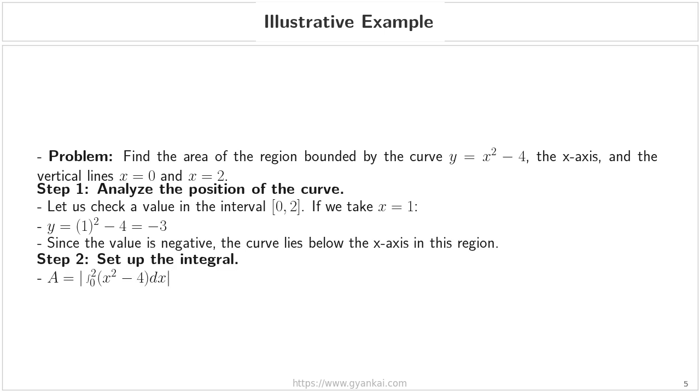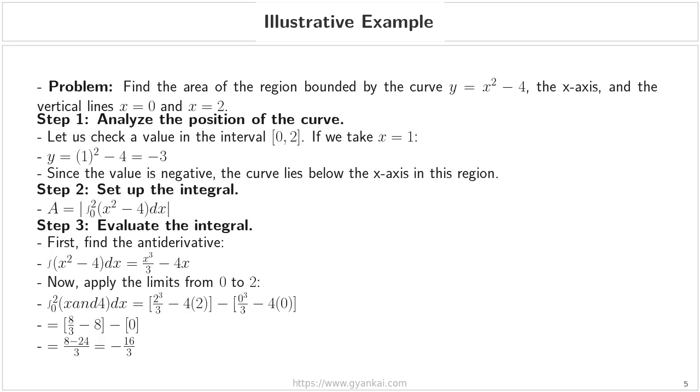Step 2, now we set up our integral. Recalling from our previous slides that the integral gives us a signed area, we must use the absolute value to ensure our final answer represents a physical area. So, our formula for area A is the absolute value of the integral from 0 to 2 of the function x squared minus 4 dx.